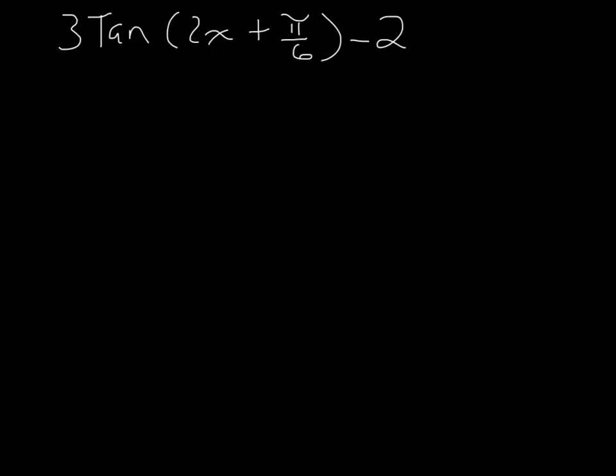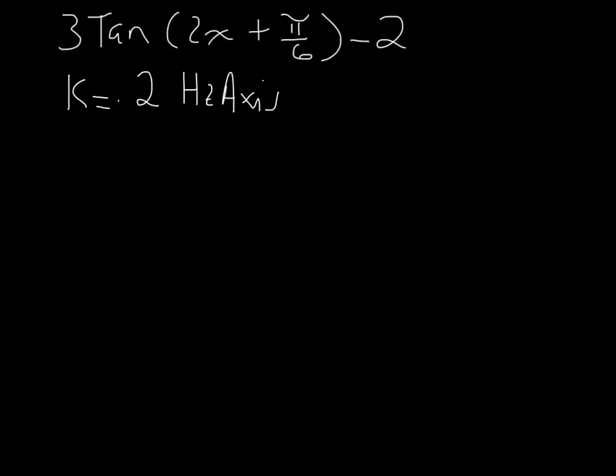Alright, let's graph 3 tangent of 2x plus pi over 6 minus 2. Let's do some identifying steps here. Our k is equal to negative 2. Remember, that's our horizontal axis. That's our new horizontal axis because we're shifting down 2.